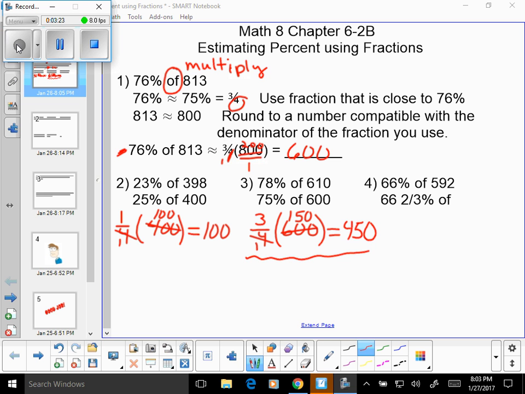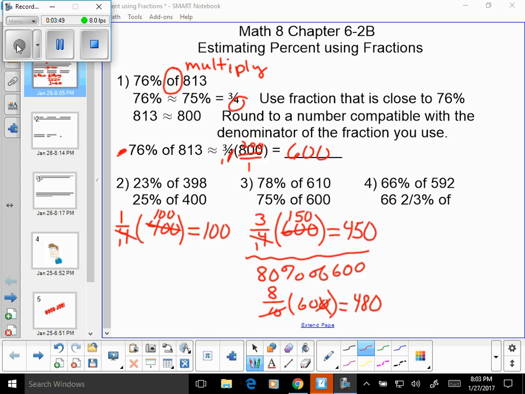So what if I had elected to go with 80% of 600? That would work too. 8/10 times 600. This will take away 1 zero here, and I'll end up with 480. Either of those two estimates would be okay. That's why sometimes this gets a little confusing, right?